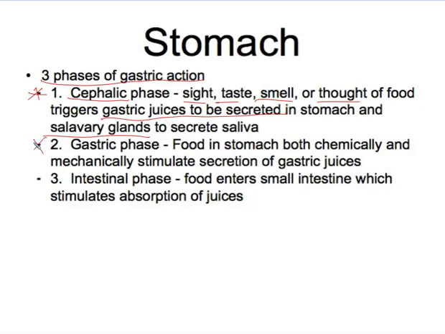Two, gastric phase. Food in the stomach is both chemically and mechanically stimulated. It does two things. One, its being there mechanically stimulates secretion of gastric juices, and two, it further chemically stimulates it because then we can taste the food and all of that is going on as well. So the gastric phase is the secretion and mixing of juices and food. And the last one is the intestinal phase, which is where everything that you've eaten or ingested enters your small intestine where it gets absorbed. Those are the three phases of gastric action.